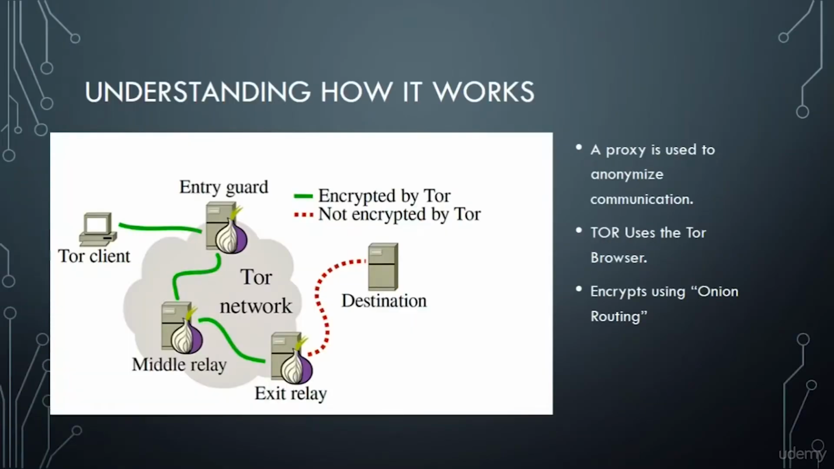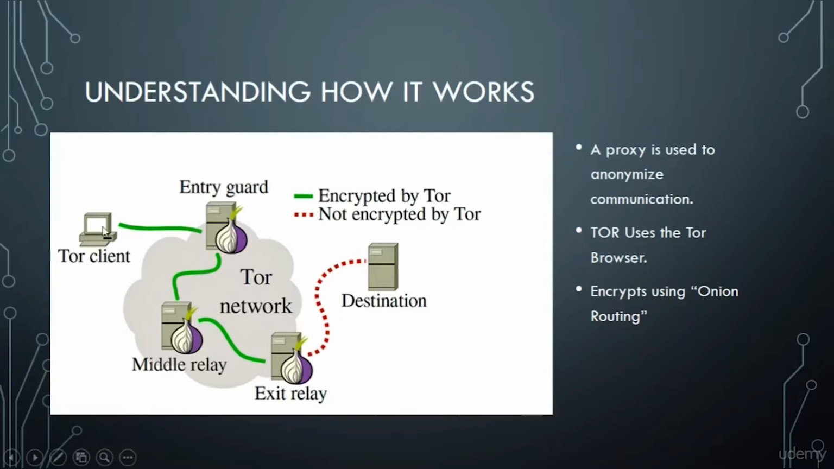So basically, let's understand how Tor works. Tor is a system, a series of proxies that is used to anonymize communication over the internet. Alright, so Tor, the Onion router, uses the Tor browser, which, as I said, is the tool that we're going to be using to browse the deep web or the darknet. It encrypts data using the Onion routing system, which is basically a layer of proxies that will shield your traffic as you're browsing the deep web or darknet.